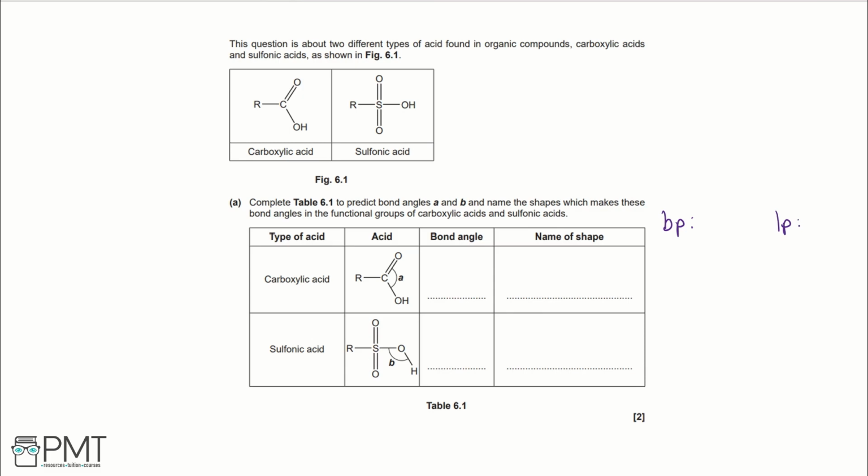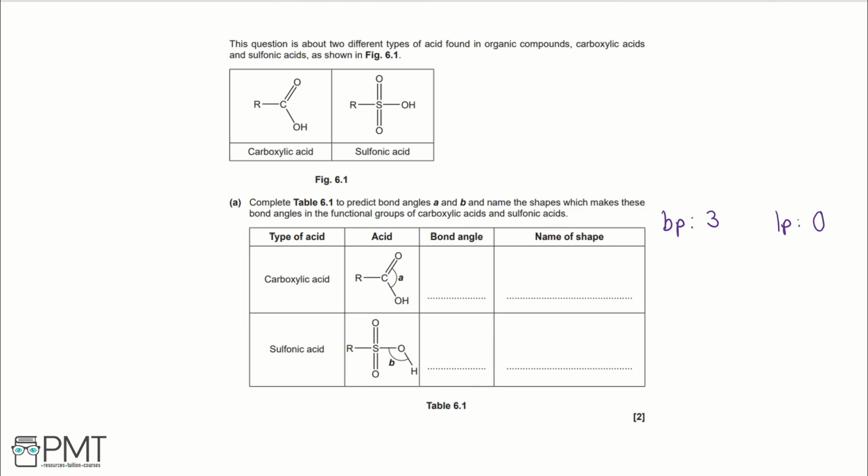So if we start with the carboxylic acid and bond angle A, that has 3 bonding pairs and no lone pairs. Carbon wants 4 bonds, and it has these in the form of a double bond and 2 single bonds. A double bond, a dative covalent bond and a triple bond will all count as one bonding pair, even though there might be 2 or 3 actual bonds.